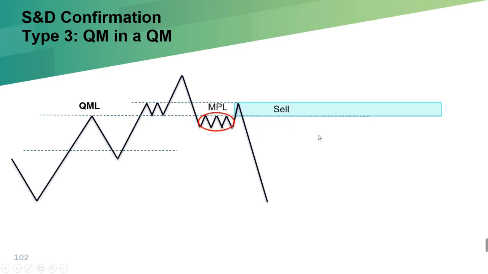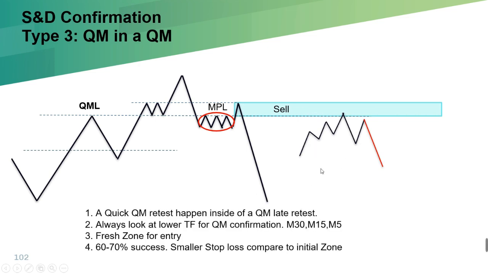So what happens is that there is possibly another smaller QM pattern in this zone, when the price hits this zone. Usually this pattern only occurs at a smaller time frame. Let's look at some of the notes. A quick QM retest happens inside a QM late retest. It means that the whole thing is actually a late retest.